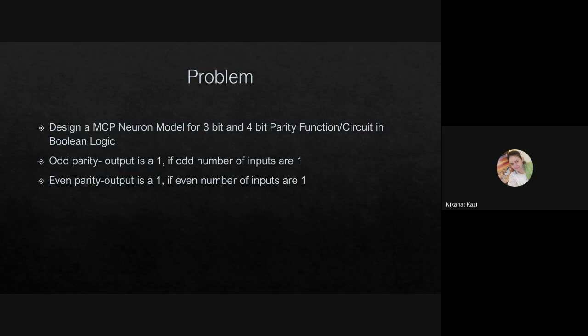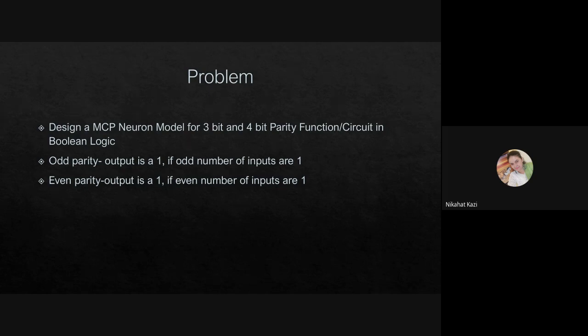Finally, this problem for homework. You design a McCulloch-Pitts model for 3-bit and 4-bit parity function. Okay, odd parity means output is a 1 if an odd number of inputs are 1. Even parity, output is a 1 if an even number of inputs are 1. Again you have to make a truth table for this and solve it in the same way. Fine. So this I'll leave as an exercise for you. Try solving it.